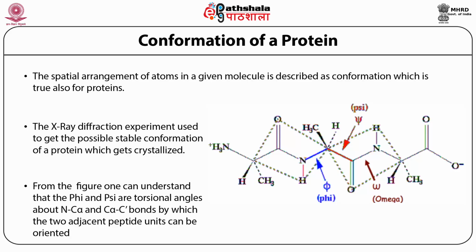So there are two peptide units. For example, take the middle carbon, which is connected on this side to N and on that side to C double bond O. So with respect to the central carbon atom, we have two peptide units, one on this side and one on that side. These two are represented as planes.